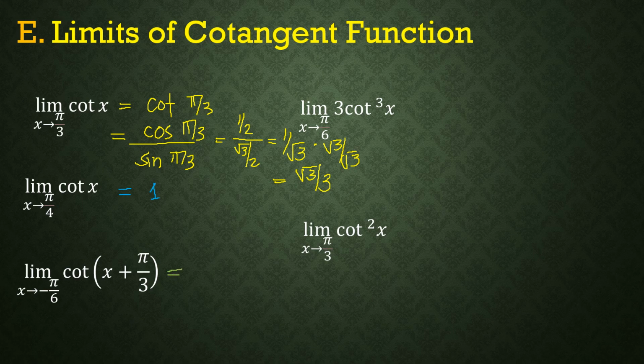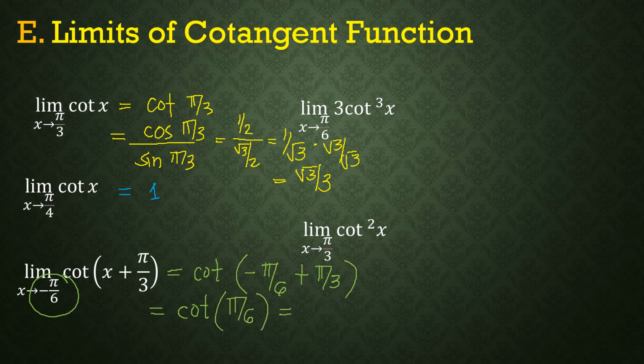Next, we have the limit of cotangent of x plus pi over 6 as x approaches negative pi over 3. So we have to substitute. We have cotangent of negative pi over 3 plus pi over 6, which will now be equal to cotangent of negative pi over 6. Sorry, that will be positive pi over 6. That is equal to cosine pi over 6 over sine pi over 6. Cosine pi over 6 is square root of 3 over 2, and sine pi over 6 is 1/2. So you can now cancel this. Our final answer is square root of 3.